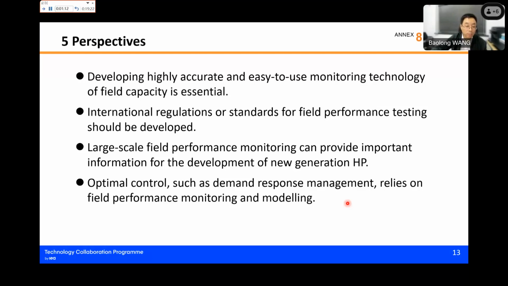And we also see that optimal control such as demand response management also relies on field performance monitoring and modeling. So it's a very important part. If we can develop some very accurate and very easy to use monitoring capacity testing method, we can use that in that direction.